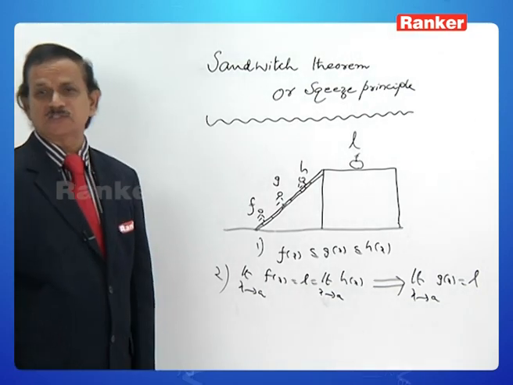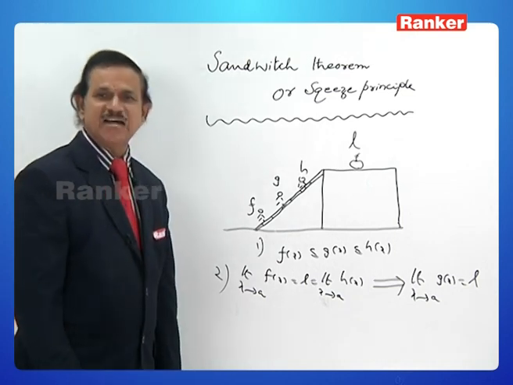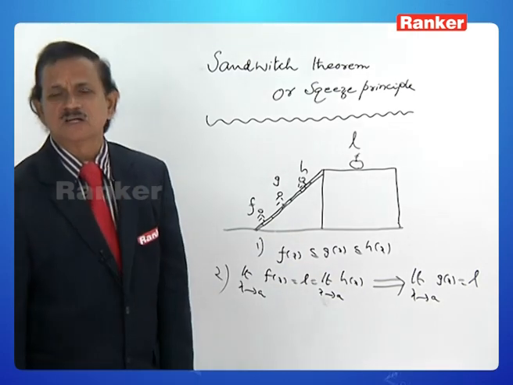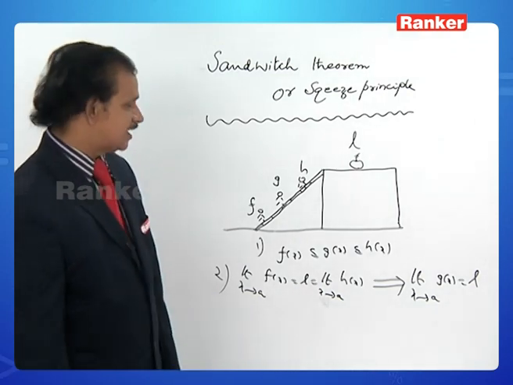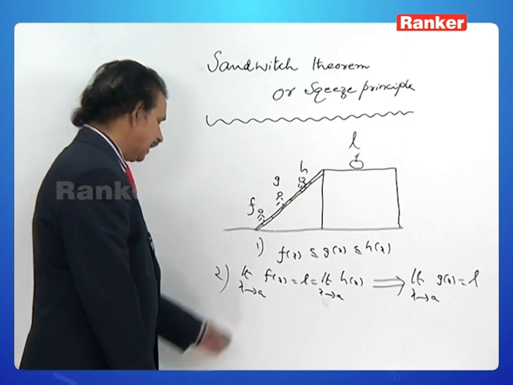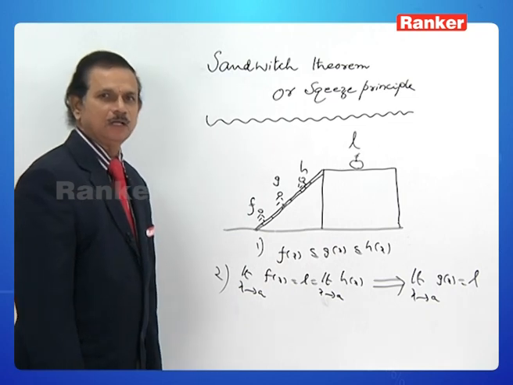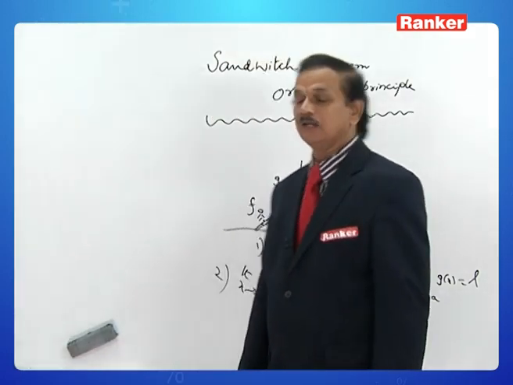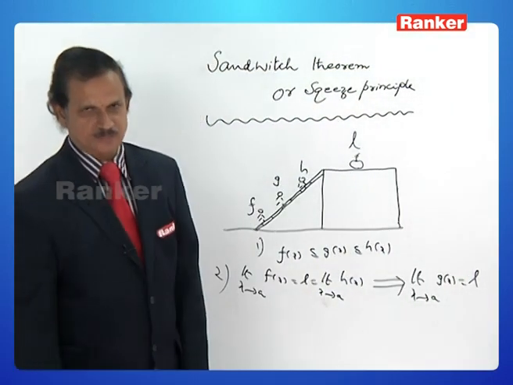There is a beautiful proof also for this, though it is a matter of time to go through it, and it is very easy to believe this. So, if f of x and g of x and h of x are three different functions such that f of x less than or equal to g of x less than or equal to h of x, and both f of x and h of x approach the same limit L, then g of x must also approach the limit L. This is what we call the sandwich theorem or squeeze theorem, the squeeze principle.